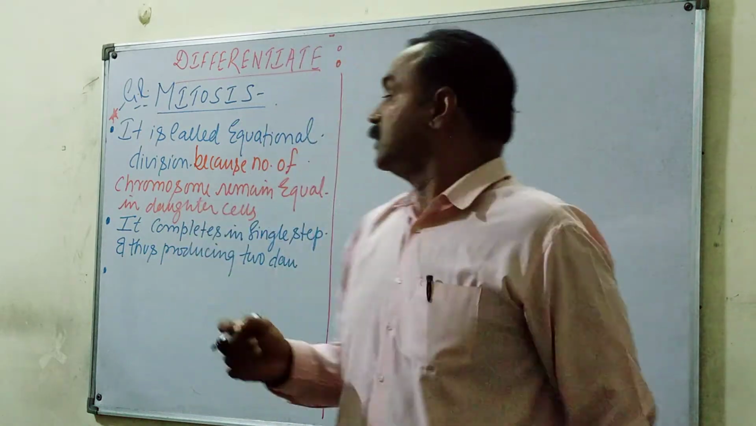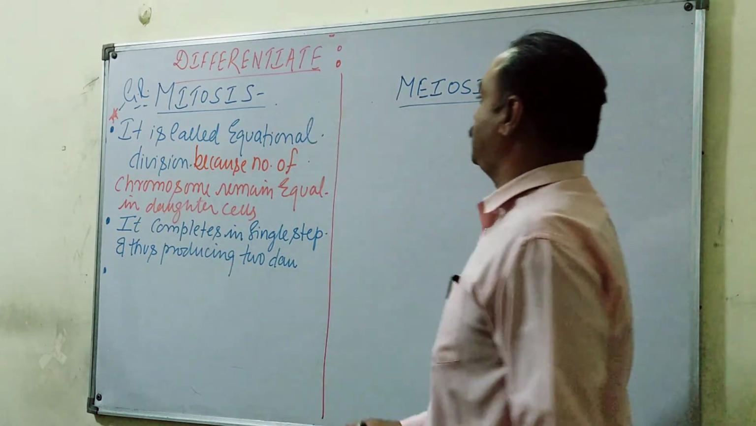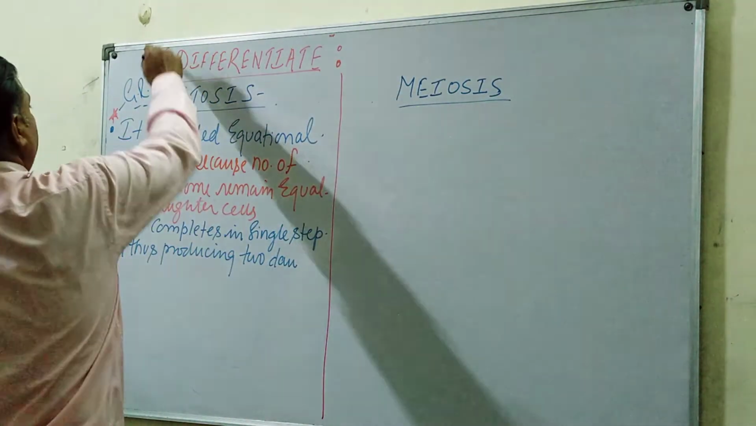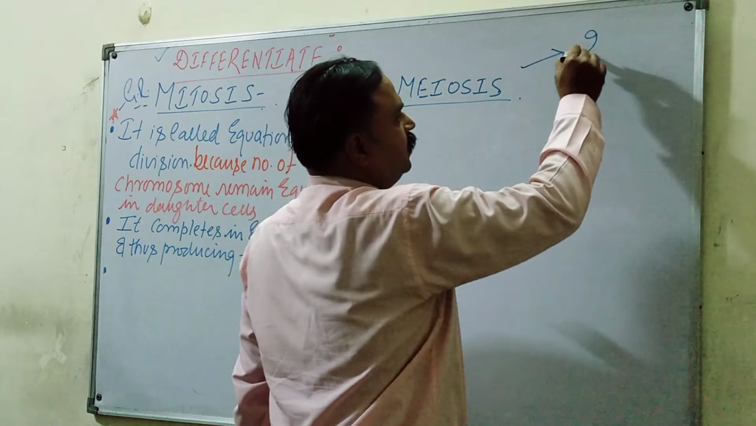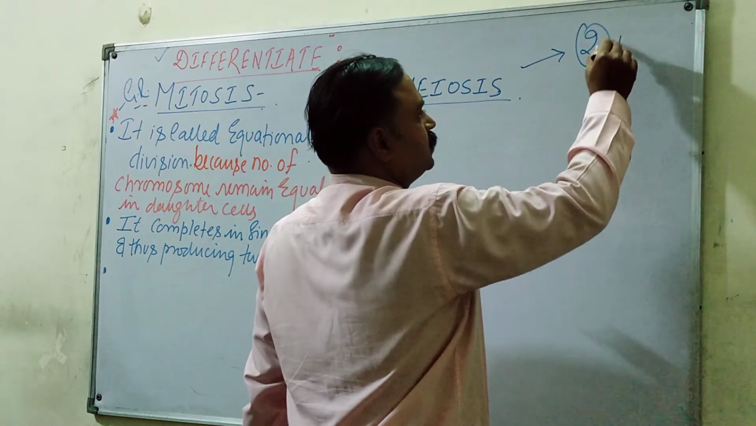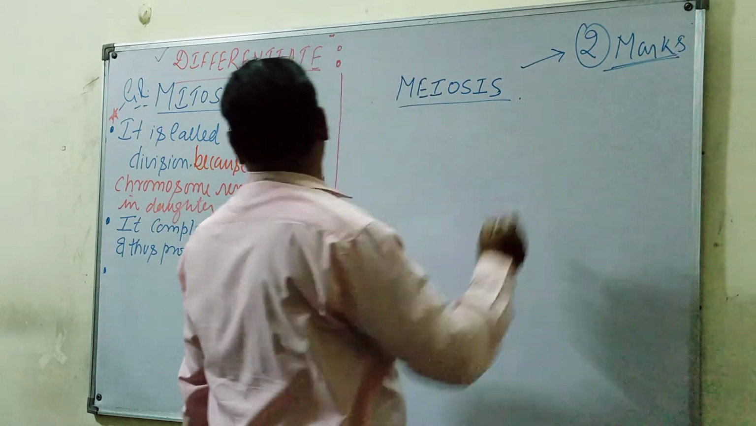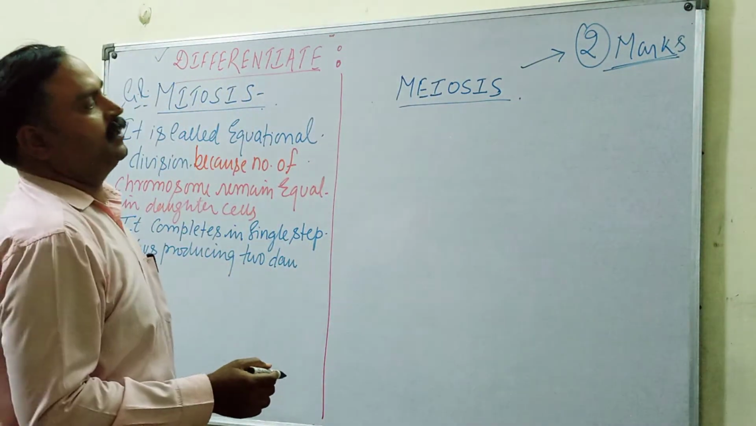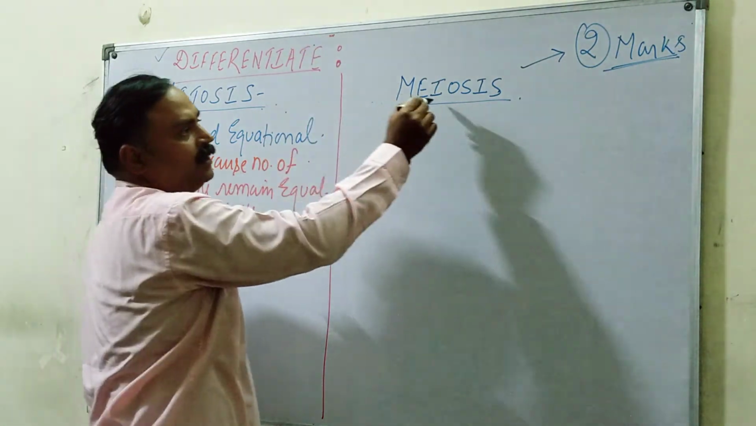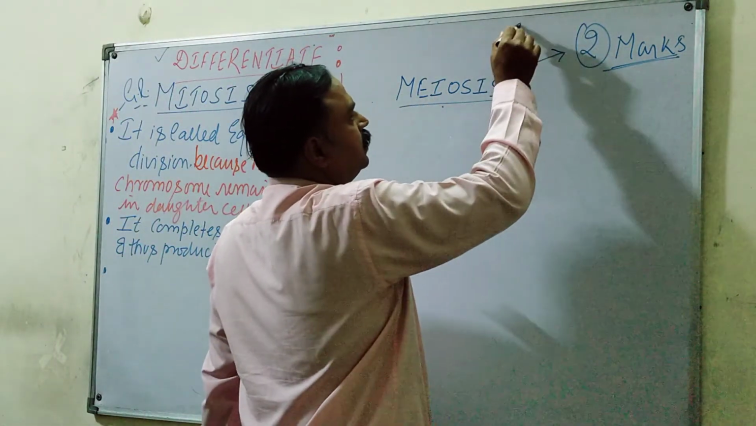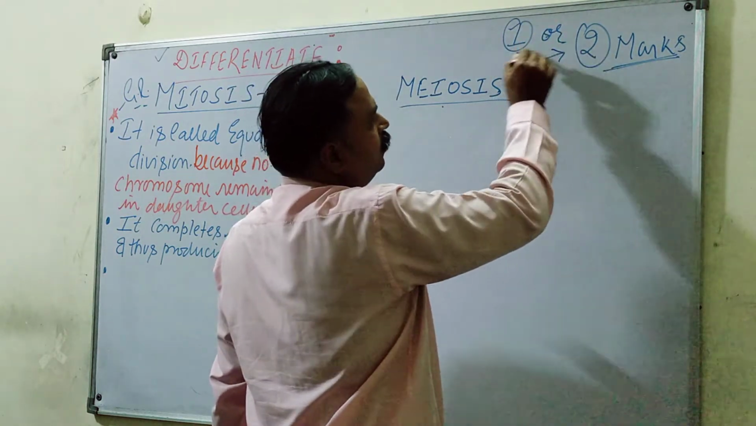Children, the next topic, the second last topic of this chapter, cell division, is to differentiate between mitosis and meiosis. This is asked for 2 or 1 marks. So we will prepare for some 3 points that will help you to know the difference between mitosis and meiosis. It can be asked for 2 or 1 mark.